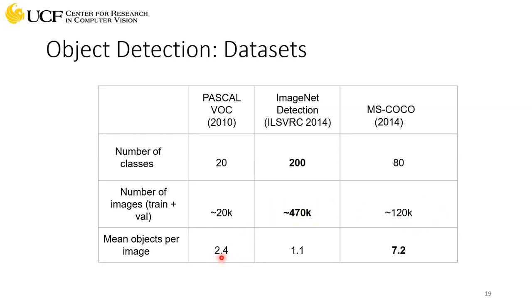And this here is showing how many objects you have per image. It's not like you have just one object in one image, you can have multiple. So this is just showing the average over all the images. This is 2.4, and this is pretty much close to 1.1, which means that for most of the images, you will only have one object. And this is the challenging one where you have a lot of objects. There are 7.2 objects per image.